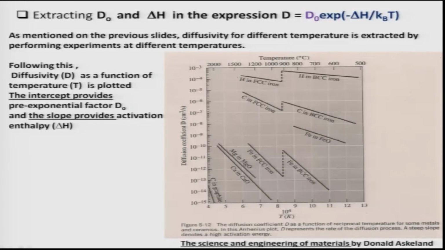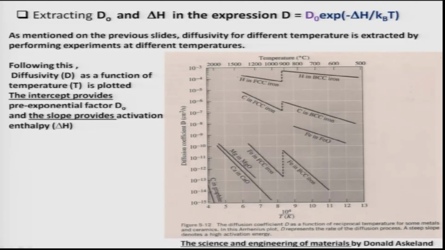Well, we can show even more data. You see hydrogen in FCC iron is very high, 10 to the power minus 4, because it is interstitial. Remember, this is a very high value. Carbon is given in centimeter squared per second, therefore in meters squared it will be multiplied by 10 to the minus 4, giving 10 to the minus 10. And you see iron in iron oxide is also very high, because there are open spaces available, but iron in FCC iron and iron in BCC iron is pretty low. Magnesium in magnesia and calcium in calcia is very low.